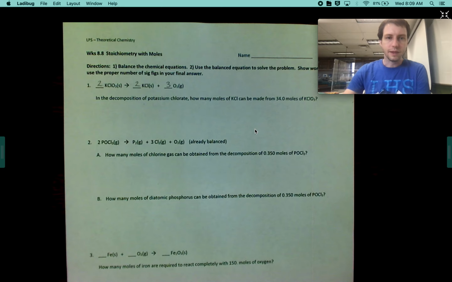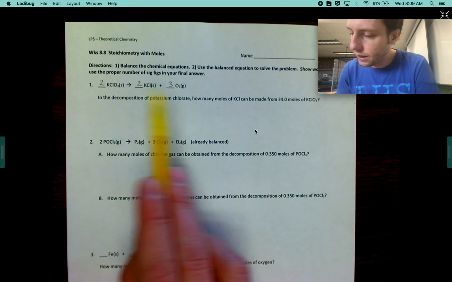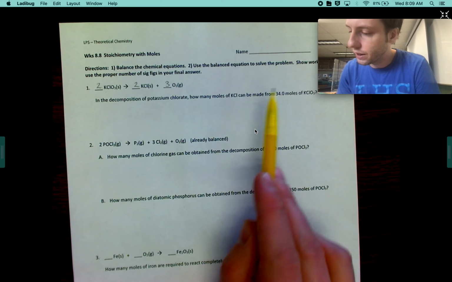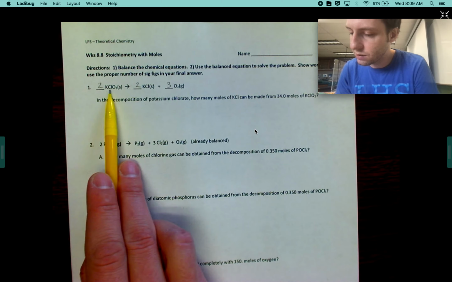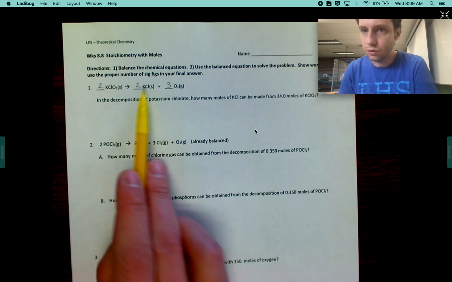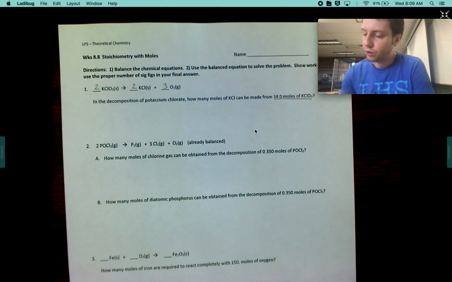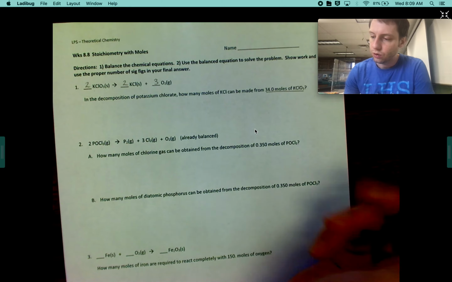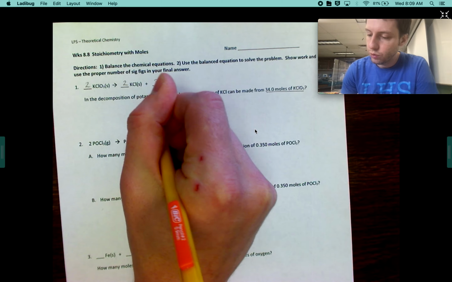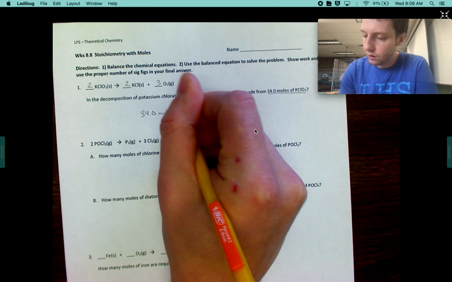All right. How about our problem? Well, it says in the decomposition of potassium chlorate, how many moles of potassium chloride can be made from 34.0 moles of potassium chlorate? So our potassium chlorate is decomposing into these two products. Well, let's start always with what we're given in our problem. We're converting from this many moles of potassium chlorate to moles of potassium chloride. So 34.0 moles KClO3.